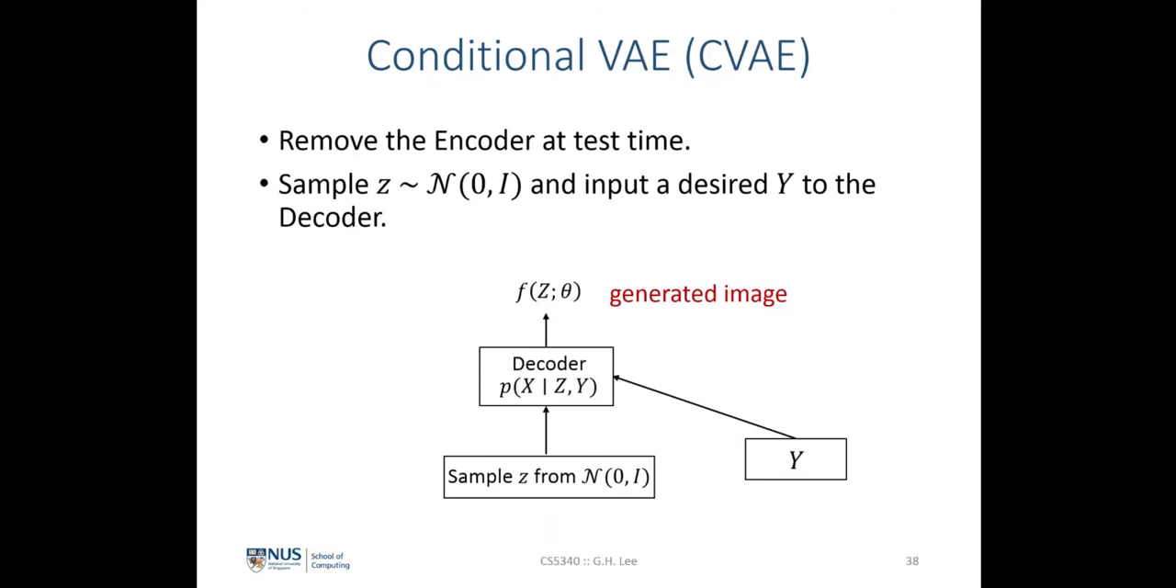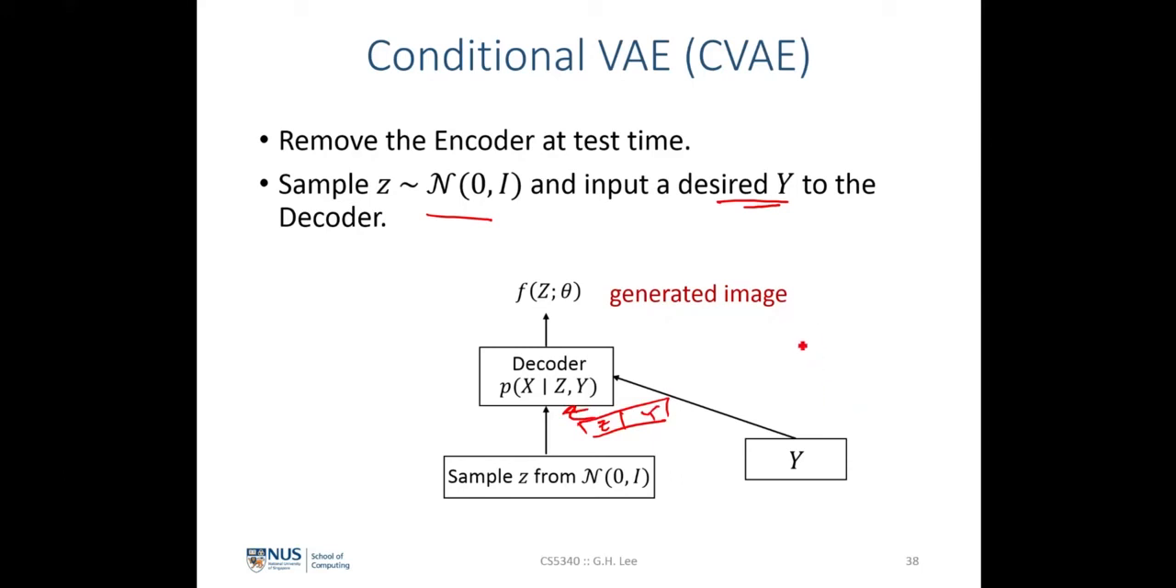And during test time, it will also be the same. We'll remove the encoder and simply sample z from the normal distribution. This is our latent code that we wish to sample, and then we will concatenate the desired y over here. We condition upon y. So this simply means that I'm going to concatenate these two vectors together, z and y, and input them into my decoder, and that will generate the image.